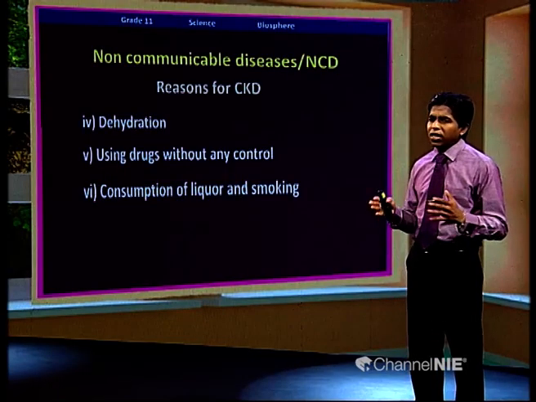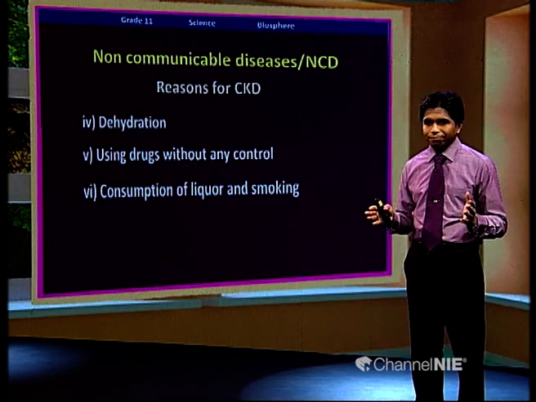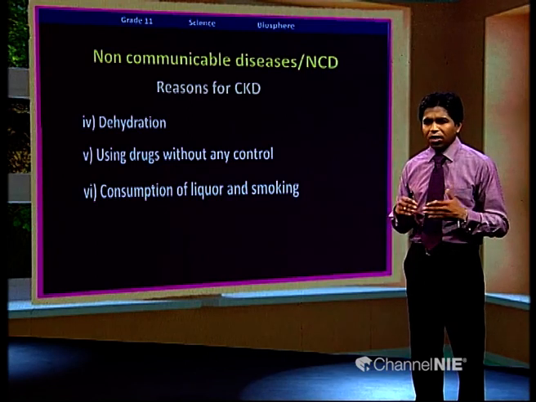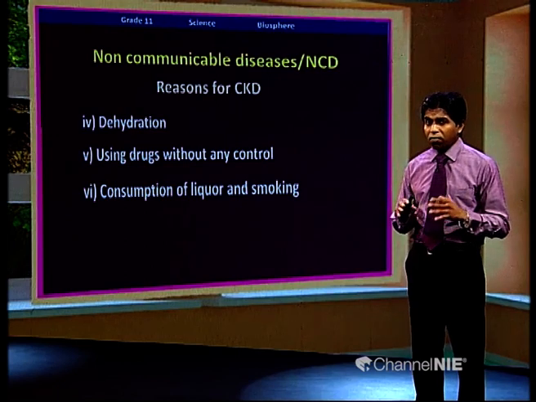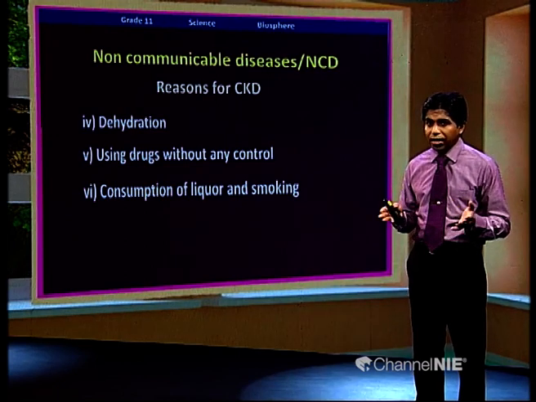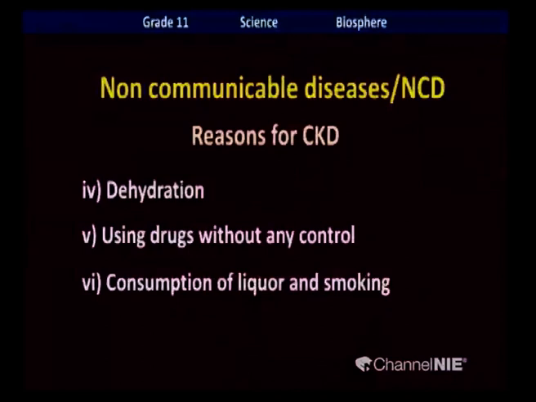Number 4, dehydration. Those farmers are mostly in the dry zone, so their bodies can get dehydrated when they work long hours under strong sunlight and don't drink a sufficient amount of water. Number 5, using drugs without any control. Taking painkillers for a prolonged period of time without a doctor's prescription is really harmful to the kidney. And consumption of liquor and smoking.